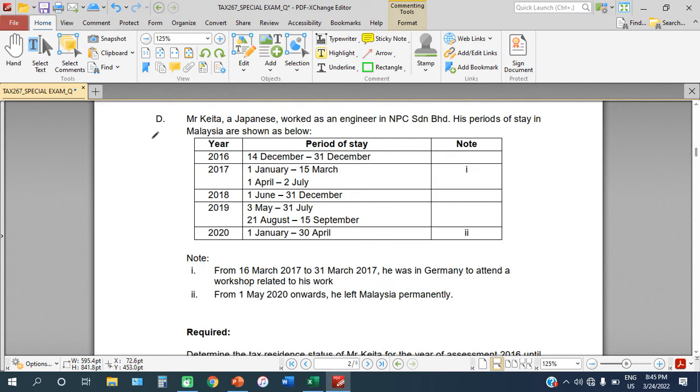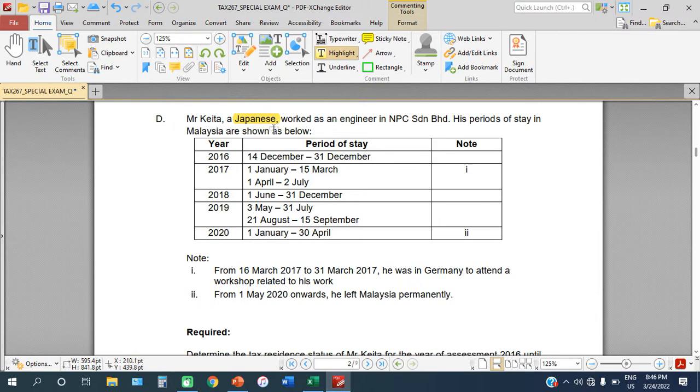Okay, let's analyze this sentence first. What do we know about Mr. Kita? He is Japanese, meaning to say he is not Malaysian. But does it matter, guys? When we discuss resident status questions, you know that during my video lecture, I said that the way you determine your resident status is based on how many days you stay in Malaysia, not based on your nationality. So what should we do about the nationality? Just ignore. It is not important.